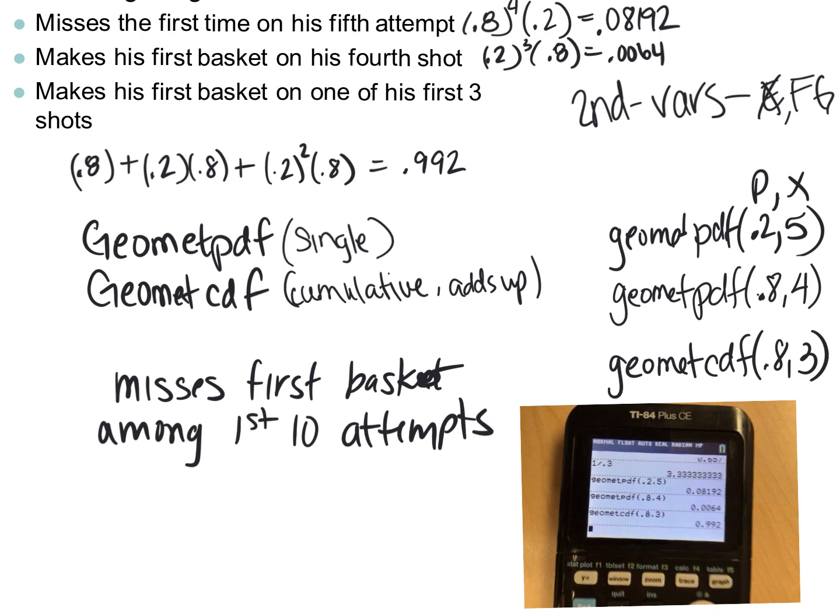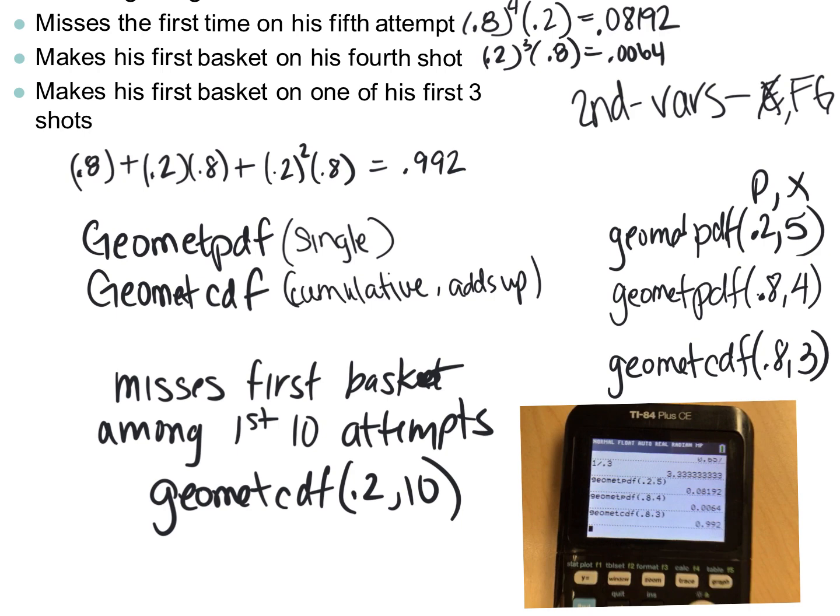You'd have to add the probability that he misses it on the first attempt, plus the probability he misses the second and the third. And you'd have to add up 10 different probabilities. Okay. The calculator command lets us do geometCDF, missing it 0.2, comma, 10. And it does all those calculations and adds it up for us, if his first miss is among one of those first 10 attempts.